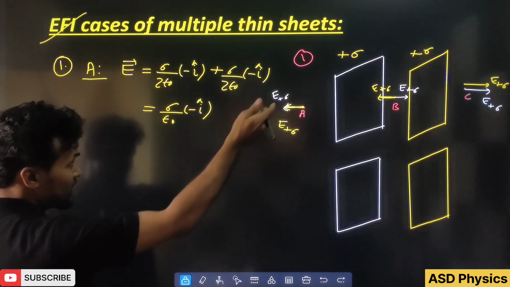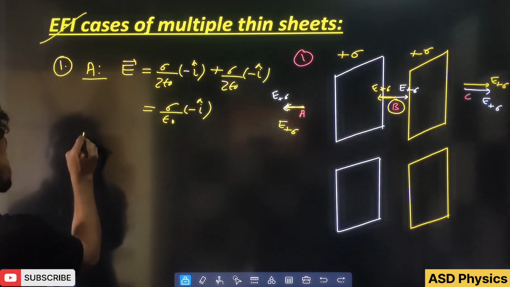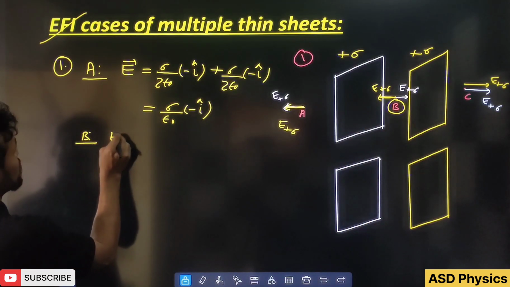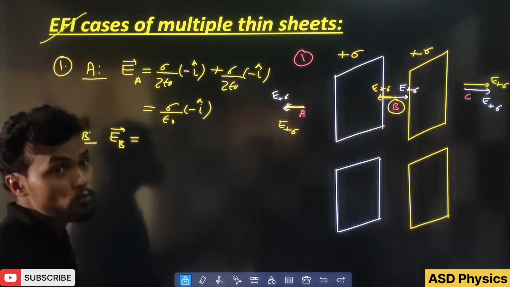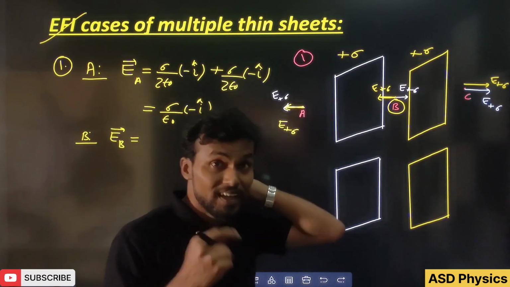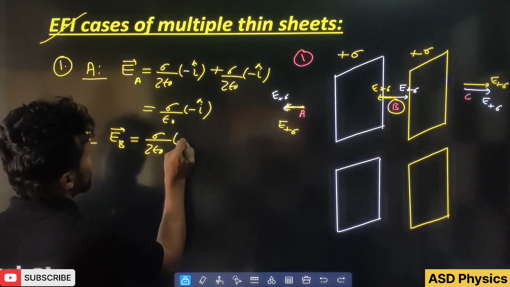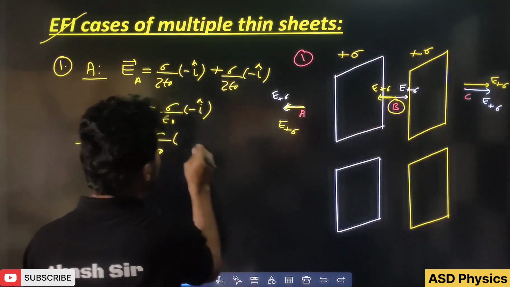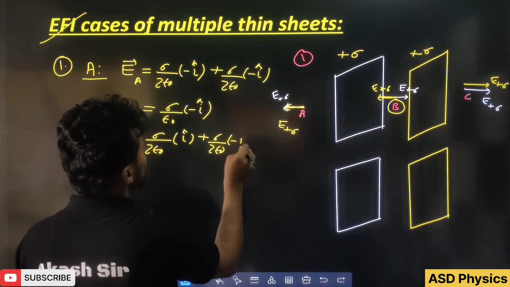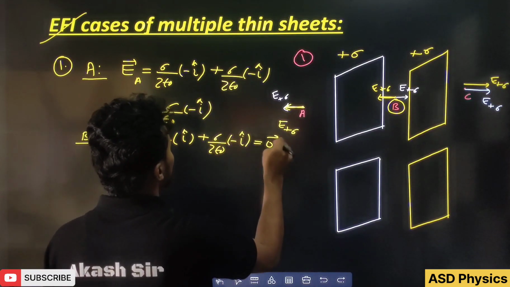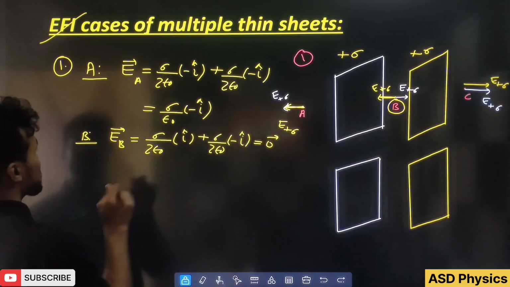Similarly, if I talk about point B, the electric fields at point B are in opposite directions. We can write sigma by 2 epsilon naught i cap due to the white color sheet, and due to the yellow color sheet, sigma by 2 epsilon naught minus i cap. And what comes here? Null vector. That means there is no electric field between sheets having the same kind of charges.